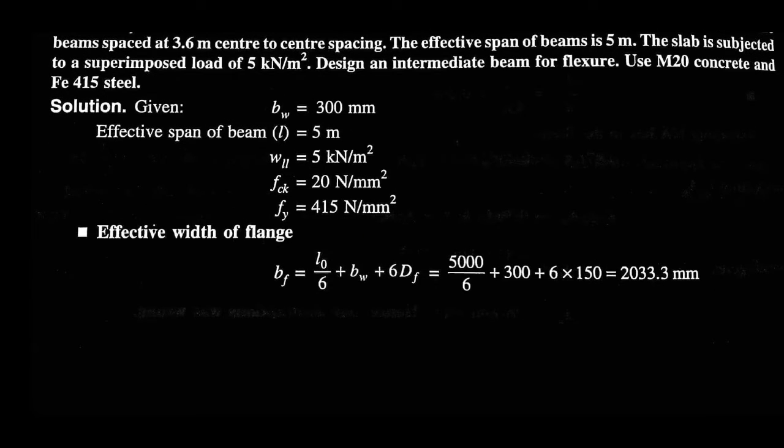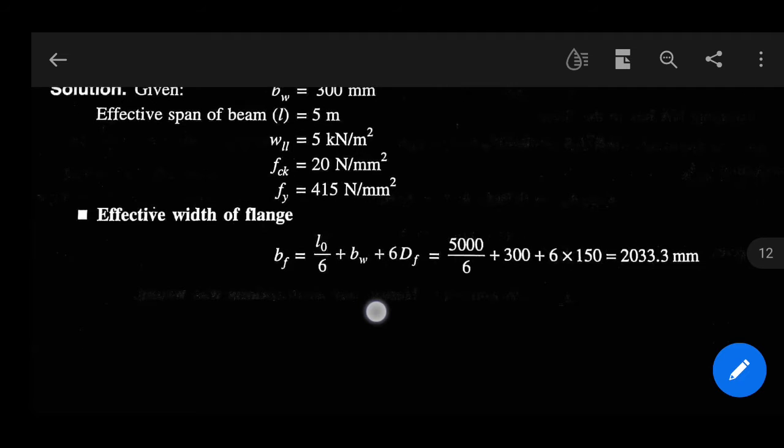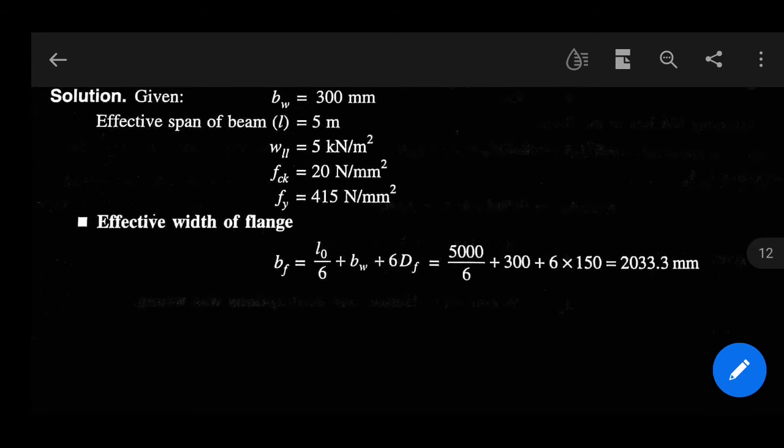Now we have to find out effective width of the flange first. For effective width of flange as per IS 456-2000, we have to use this formula. BF is equals to L0 by 6 plus BW plus 6DF, which is equals to 5000 by 6 plus 300 plus 6 into 150, that is equals to 2033.3 mm.